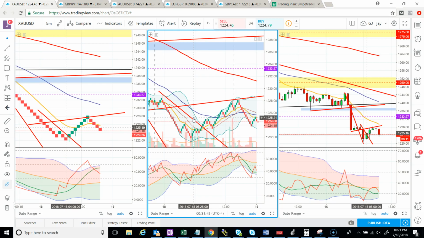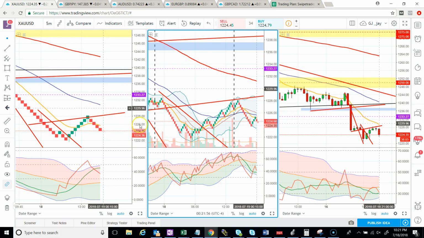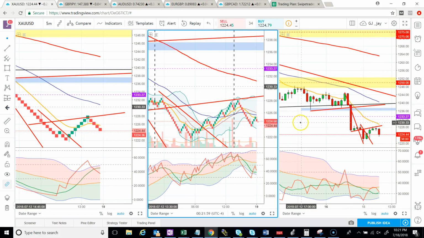Now, I want to show you guys some setups that I have currently going on, some trades that I'm looking to take. We're looking at XAU USD. This is gold and US dollar. As you can see, I know it looks kind of complicated, maybe kind of messy.